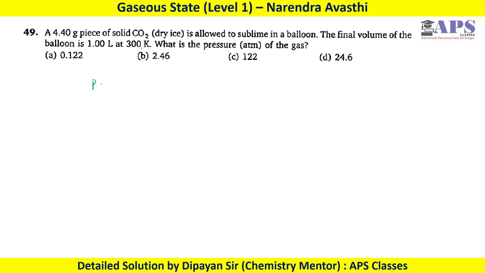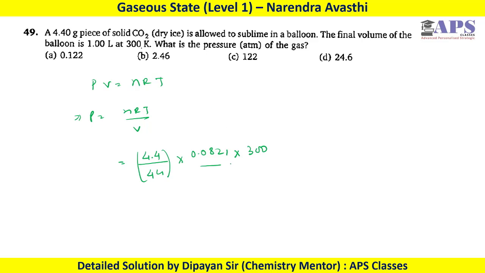Here we can apply PV equal to nRT, or final pressure equal to nRT by V. The number of moles is given weight by molecular weight. Given weight is 4.4, molecular weight is 44, so this is the number of moles. R is 0.0821 multiplied by 300 divided by volume. Here the final volume is 1 liter. If we calculate this, the pressure will become 2.463 atm. So option B will be the correct option.